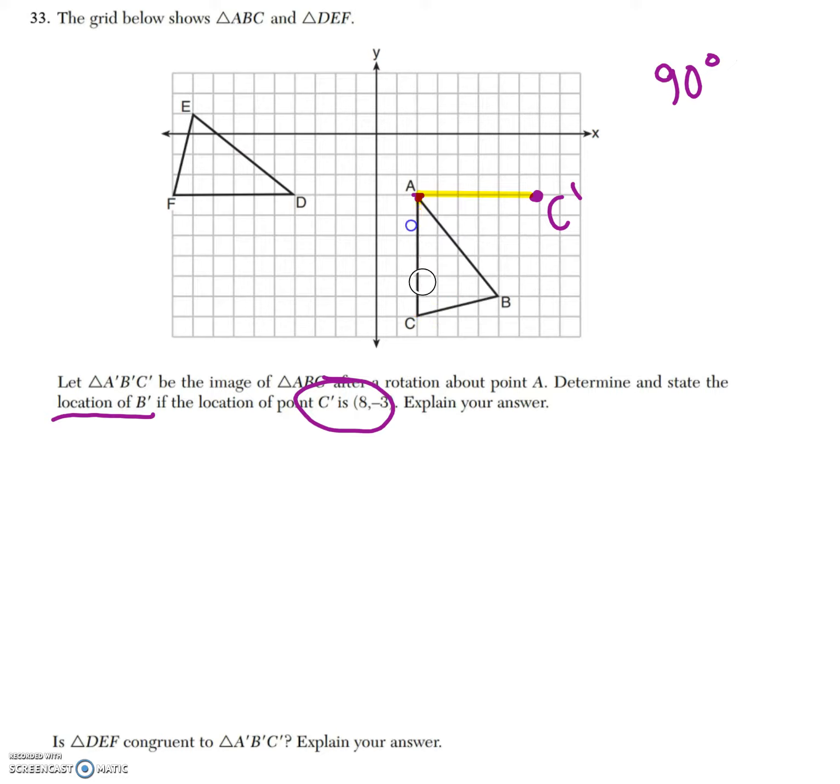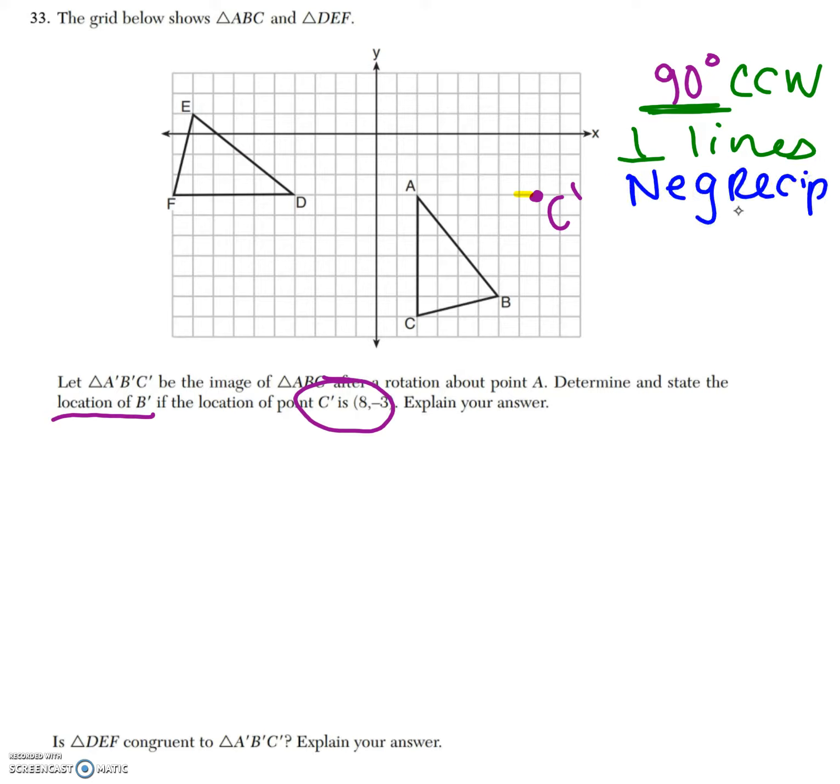So I'm just going to erase that stuff for now. Okay, so if we know it's a 90-degree rotation in the counterclockwise direction, we need to think about what forms 90-degree angles. We should remember perpendicular lines do. So perpendicular lines form right angles, which means we have negative reciprocal slopes.